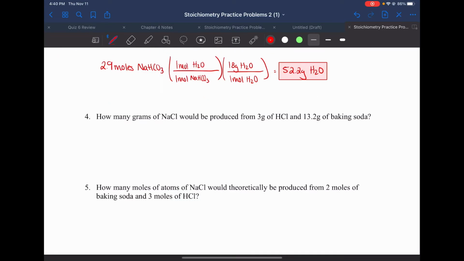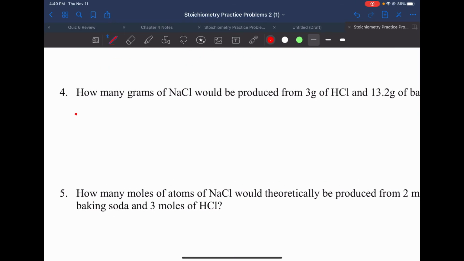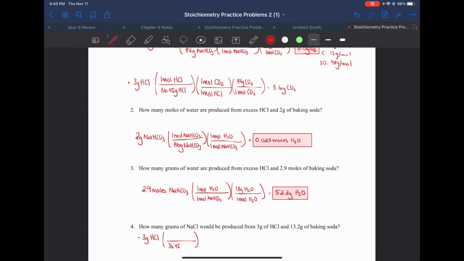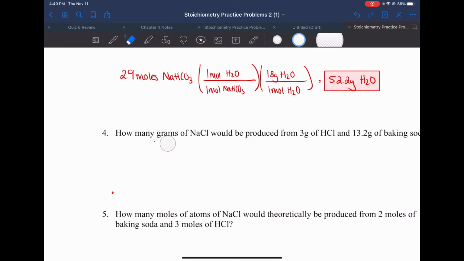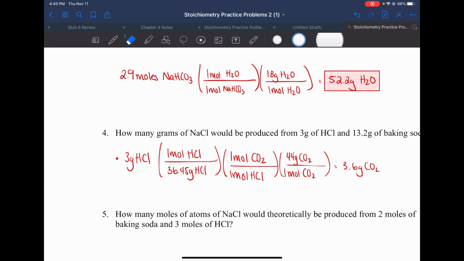All right, number 4. How many grams of NaCl would be produced from 3 grams of HCl and 13.2 grams of baking soda? Okay, so this one is a limiting reagent problem because I did not tell you which one was in excess. So 3 grams of HCl. HCl is 36.45. Oh, wait, didn't we just do this? Yeah, we did. So let's just take that number. I'm going to copy and paste, because I have the power of the iPad. But then we got to change this one and this step.